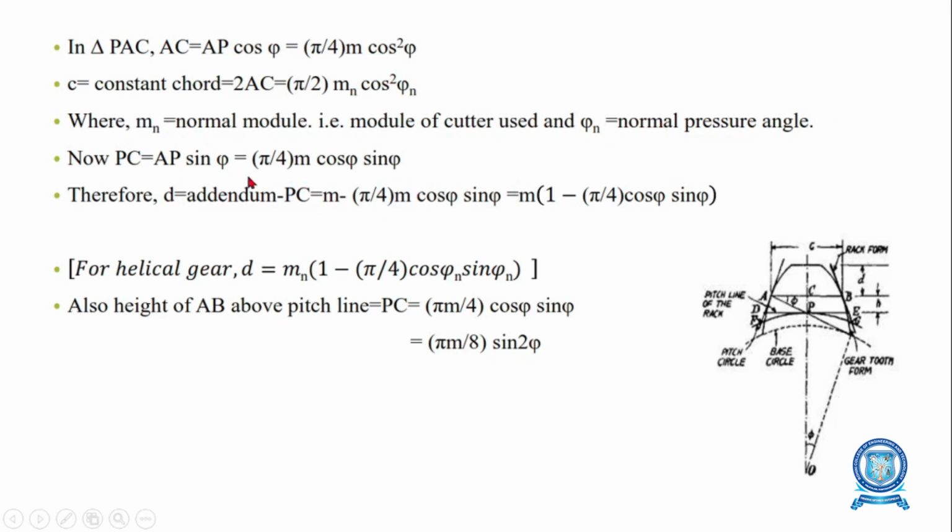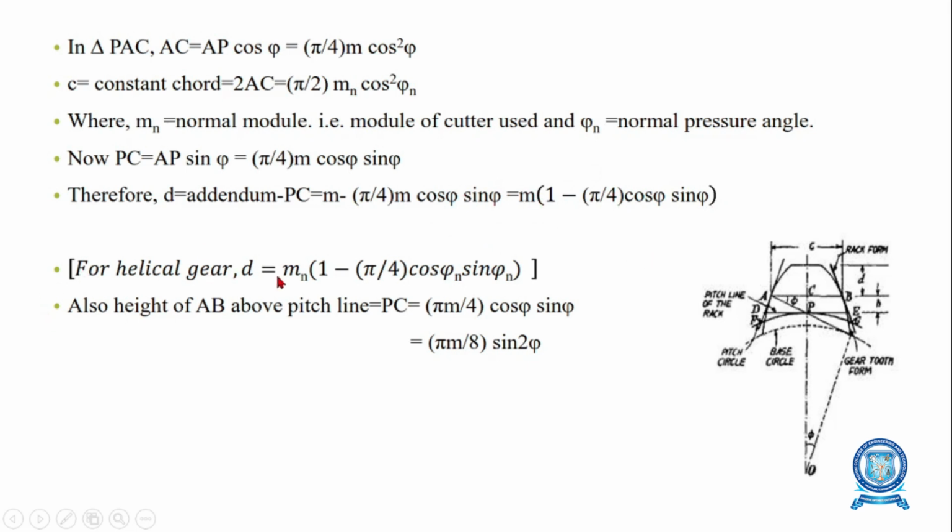So PC is equal to AP sin psi, which is equal to pi by 4 into m into cos psi into sin psi. D is equal to addendum minus PC, which is equal to m minus pi by 4 into m cos psi sin psi, which is equal to m into 1 minus pi by 4 cos psi sin psi.